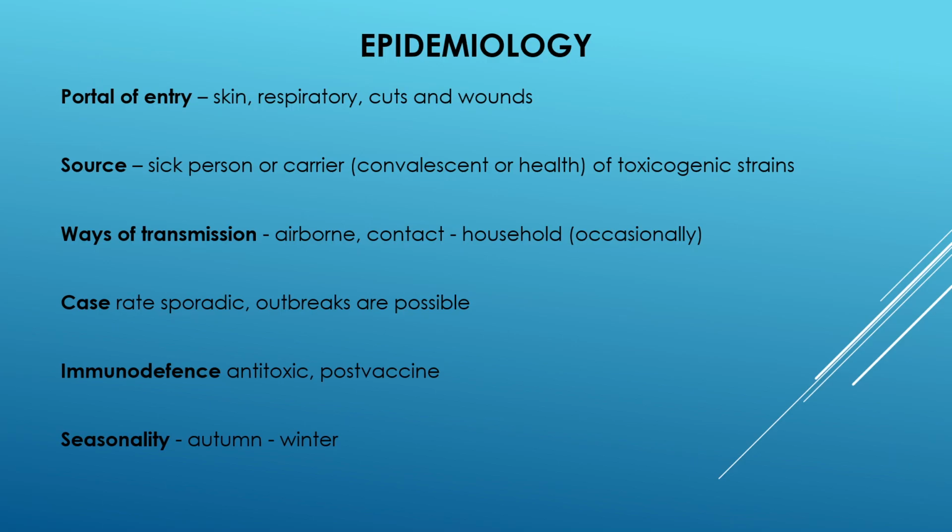Epidemiology. Portal of entry: skin, respiratory tract, cuts and wounds. Source of infection: a sick person or carrier, convalescent or healthy, of toxigenic strains of Corynebacterium diphtheriae. Ways of transmission: airborne, contact, household. Cases are sporadic, but outbreaks are possible. Immunity: antitoxic, post-vaccine. Seasonality: autumn, winter.